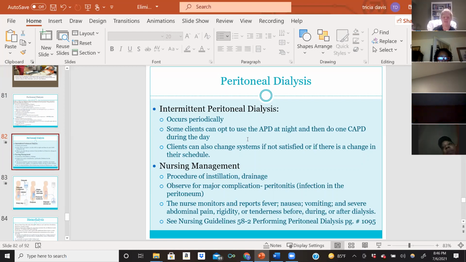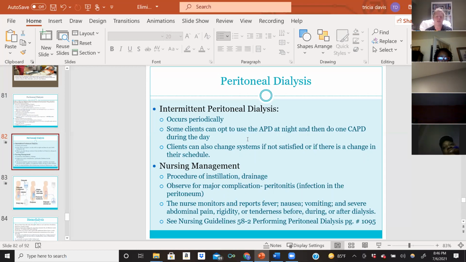So then nursing management: we want to make sure that we are doing the proper procedure for instilling and draining this fluid. If you have a patient that comes in and you've never done peritoneal dialysis, obviously you want to ask a nurse, but also ask the patient, because they usually do it at home. So they can definitely direct you on how they like to have it done.